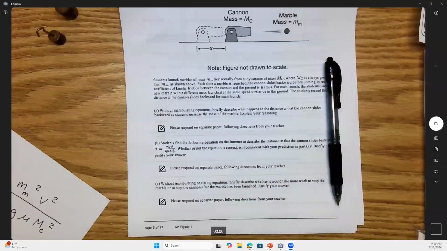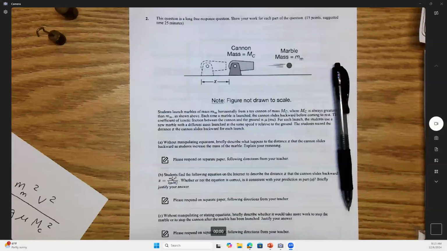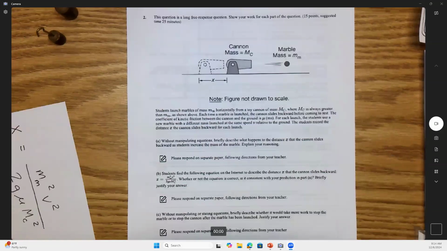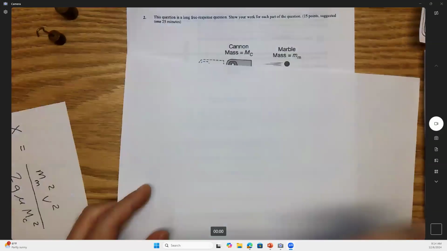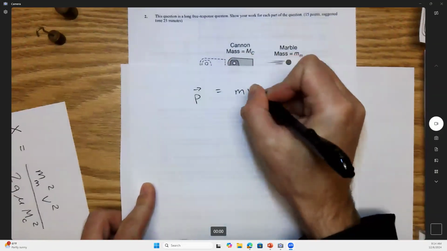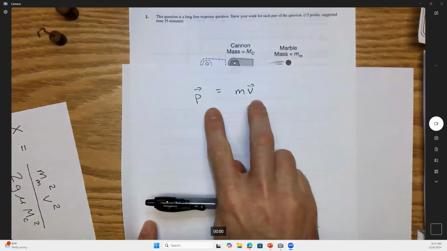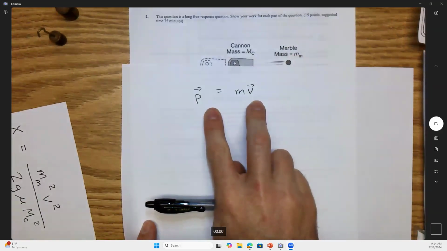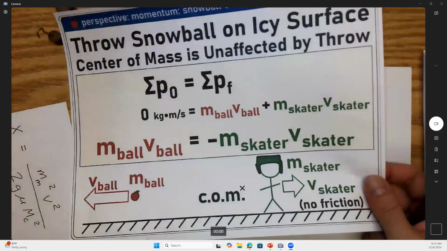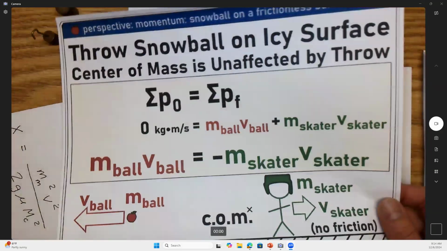Go ahead and pause this recording and write that one down. All right, recording resumed. I did a show of hands and it was about a 50-50 split. Half of you thought more work for the cannon, half of you thought more work for the marble. Now you guys know momentum is mass times velocity. Do the cannon and the marble both have the same momentum? Yeah, opposite directions, but the same amount of momentum.